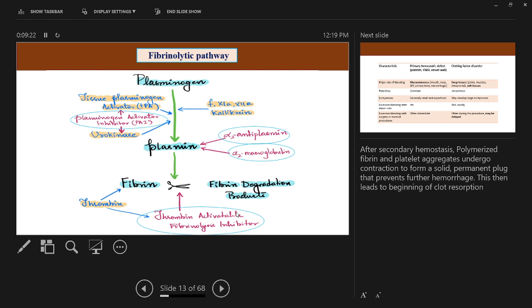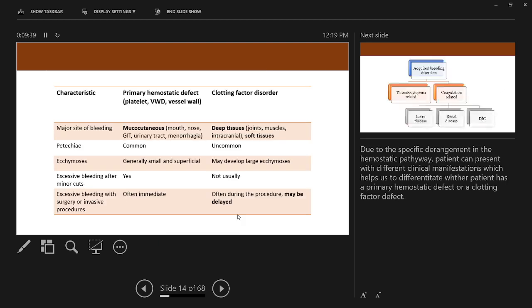Now there are certain natural antifibrinolytics in our body. These are plasminogen activator inhibitors, alpha 2 antiplasmins, alpha 2 macroglobulin, and thrombin activatable fibrinolysis inhibitors. The importance of each and every one we'll be discussing in further diseases.